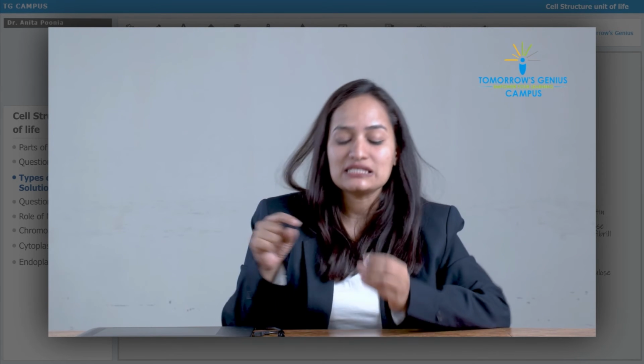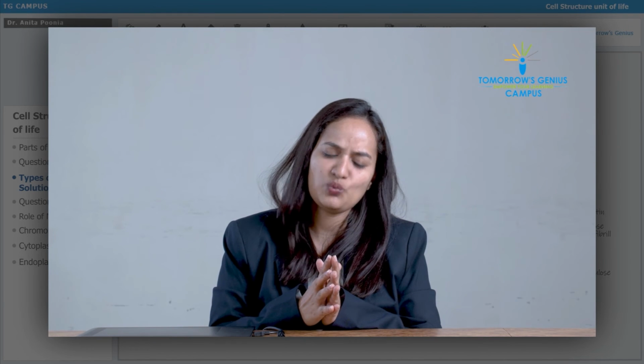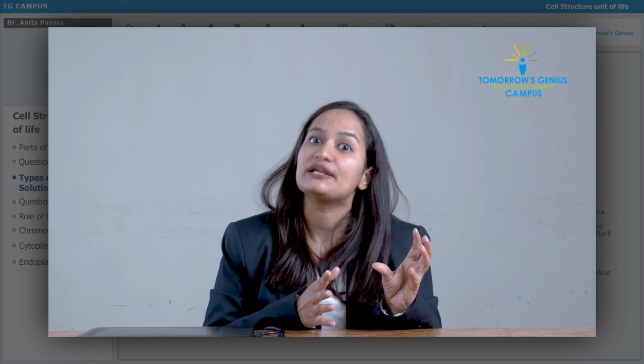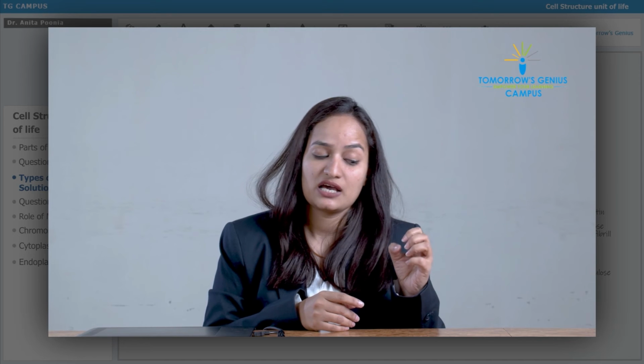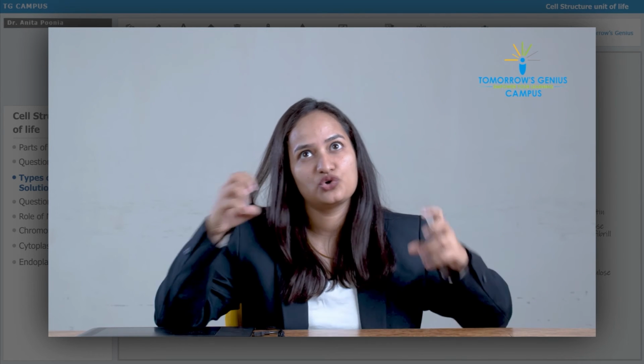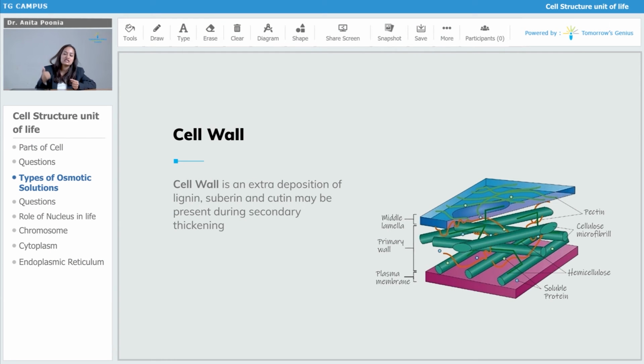Suberin and cutin are waxy in nature, water repellent types of substances. Lignin is a woody substance that provides that woodiness to the plants, that mechanical strength, that turgidity. The cell wall is an extra deposition of lignin, suberin and cutin, which may be present during the secondary thickening. So in plants there is secondary thickening, and during the secondary thickening this is present.